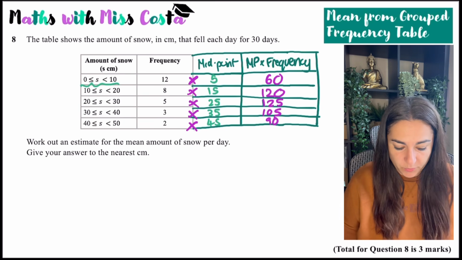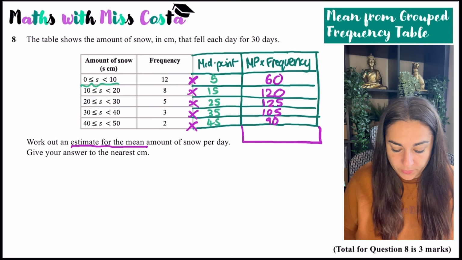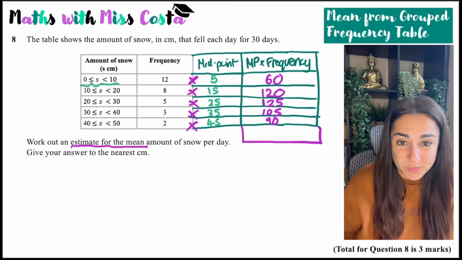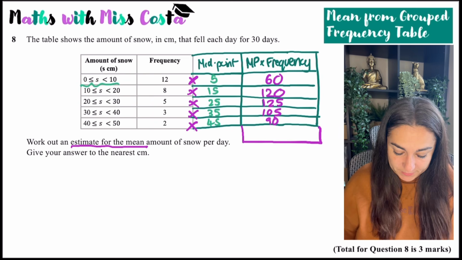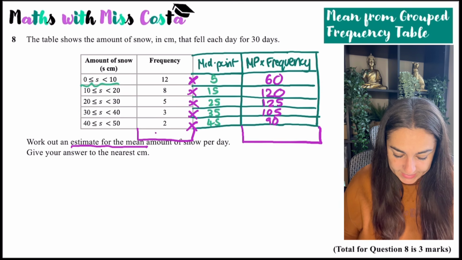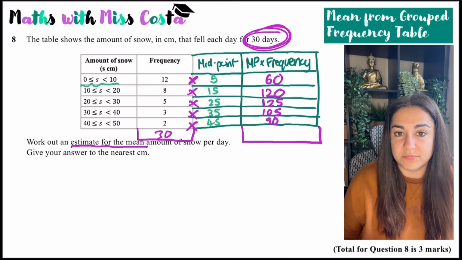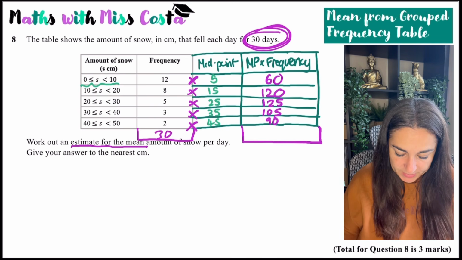So when we have to work out an estimate for the mean from a grouped frequency table, what we do is we work out what the total estimated amount of snow is. We've used the midpoint, which is how we've worked out our estimates, but it's basically the end column, and we work out the total of that and we divide by the total frequency. And this is going to add 30 because we're told that the table collected the amount of snow that fell for 30 days.